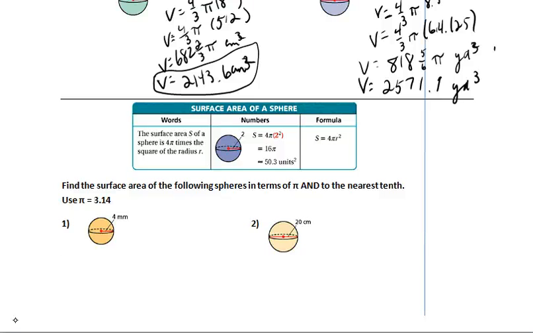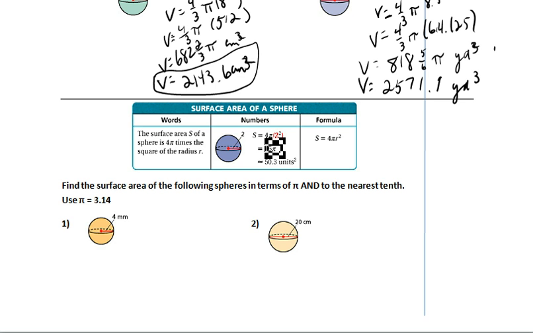Alright, this is the second half of your lesson for 8-9, volume and surface area of spheres. This section is going to focus on the surface area of the sphere. And if you notice, all the formula is already pointed out on this. It's already written. The formula is 4 pi times the radius squared.